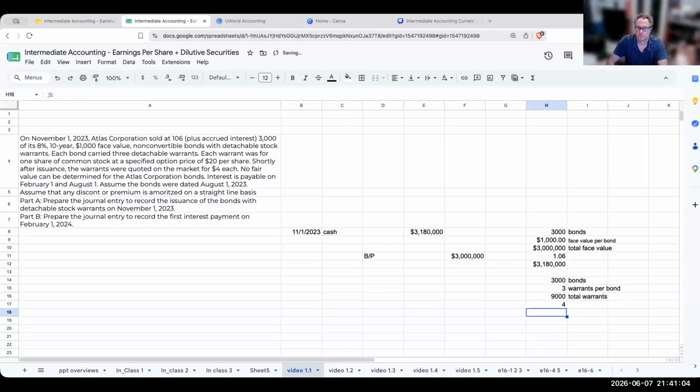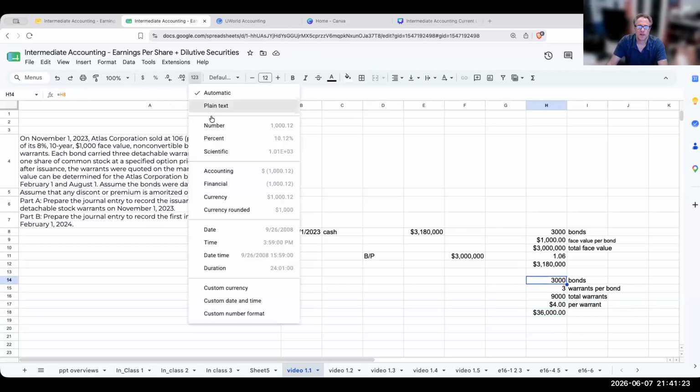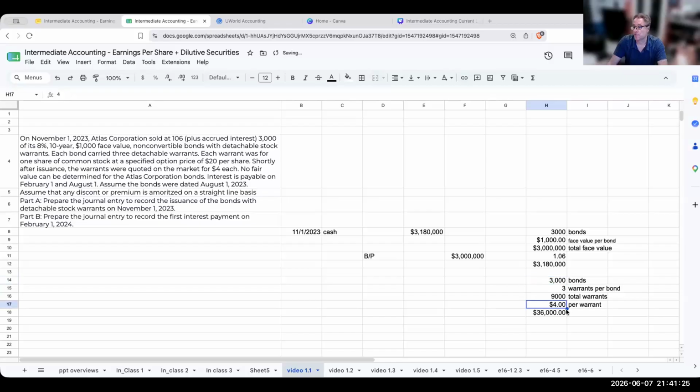Okay, so what I'm going to go ahead and do is say the value I'm going to assign to the warrants is going to be 36,000. How are we getting that? 3,000 bonds, 3 warrants per bond for 9,000 total warrants. And then over here, at $4 per warrant gives us a total of 36,000. So here I'm going to credit additional paid in capital stock warrants at 36,000.